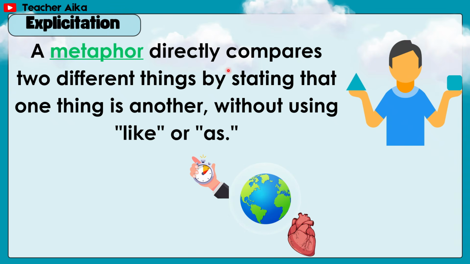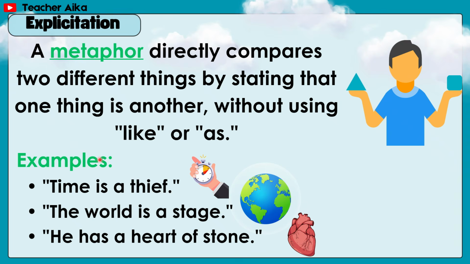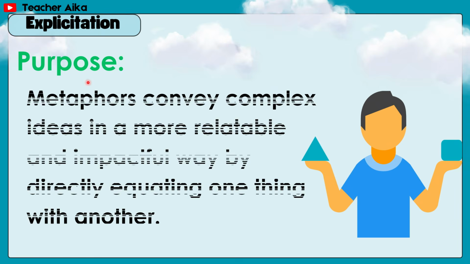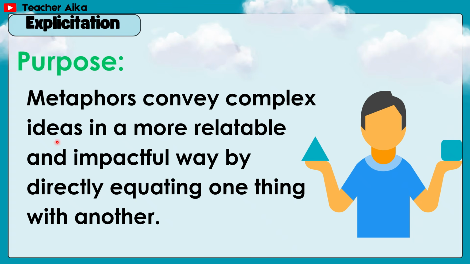A metaphor directly compares two different things by stating that one thing is another without using like or as. Examples. First, time is a thief. Second, the world is a stage. Third, he has a heart of stone. Purpose: metaphors convey complex ideas in a more relatable and impactful way by directly equating one thing with another.